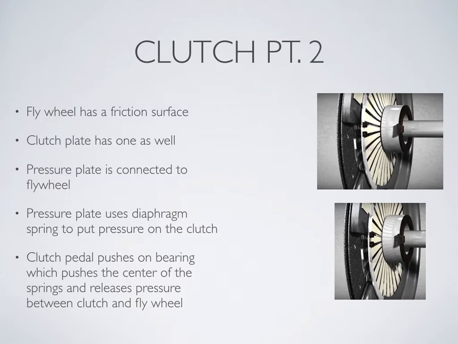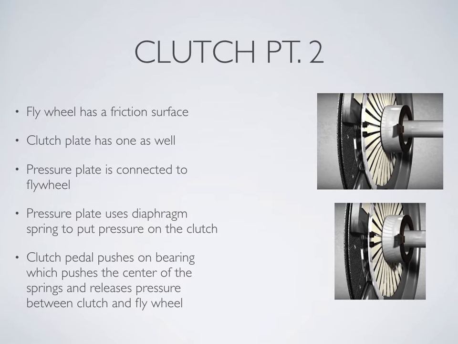So when the throwout bearing pushes the center of the diaphragm spring, it releases all pressure on the pressure plate, which releases pressure on the clutch plate, which stops contact between the clutch plate and the flywheel, so they are not touching. When they are not touching, the lay shaft doesn't turn with the engine.